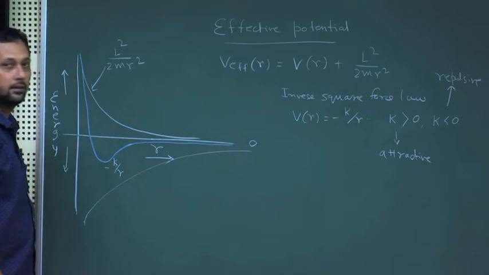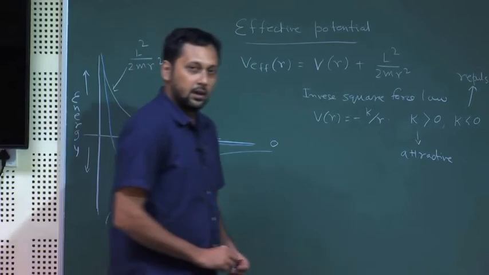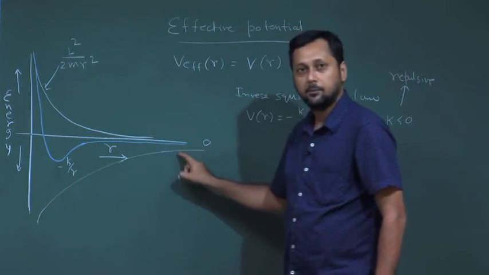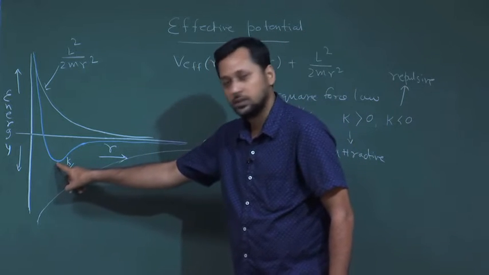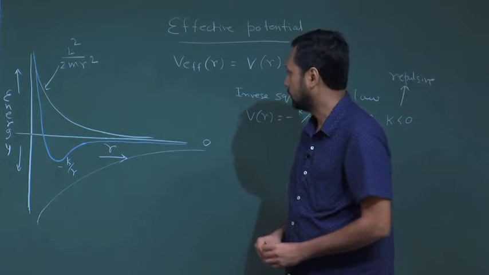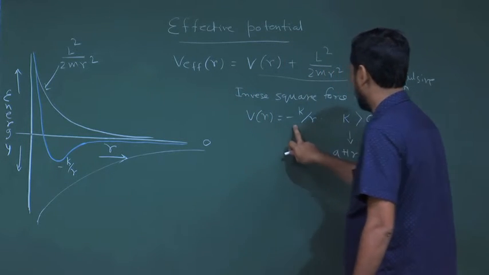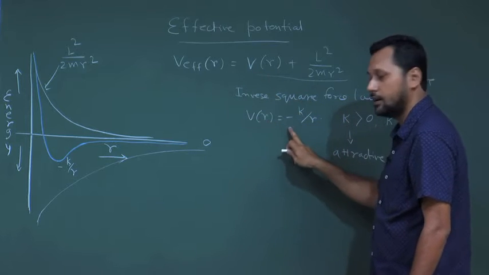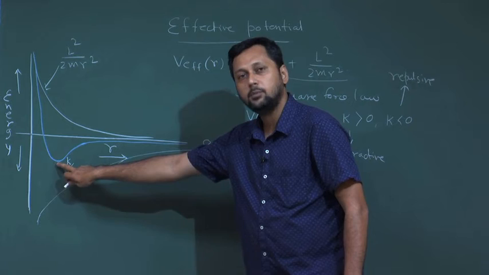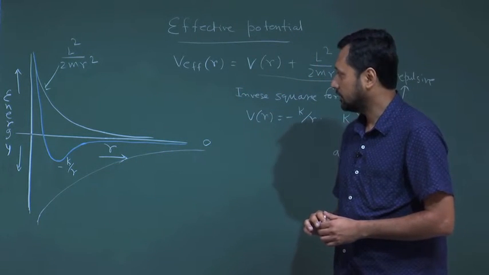Something like this, okay. So, you see, this one gives a minima at a certain position, a certain value of r, which we can find out, because we already have this expression. We can put minus V equal to minus k by r here, take a derivative and find the position of this minimum value. That we can do, but that is not terribly important at present.